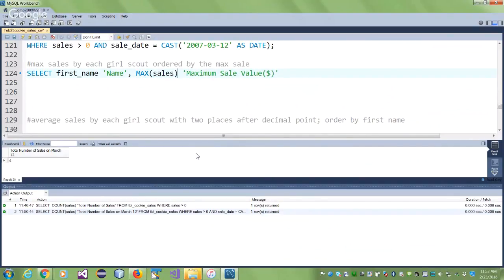Okay, so these are the 2 fields I'm interested in. I'm interested in the girl's name, and I'm interested in her maximum sale. And max is a group function. It is an aggregate function. Remember, we found it under aggregate. It works with groups. Now the table name, of course, doesn't change.